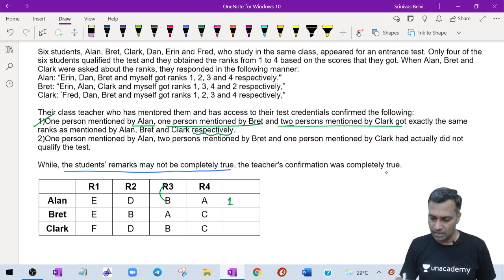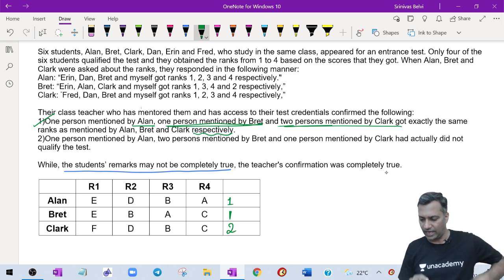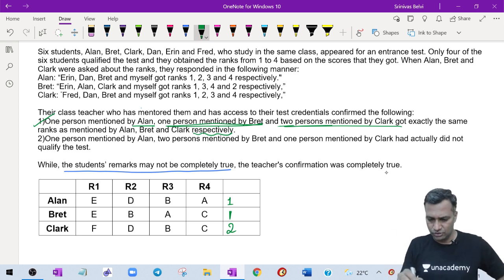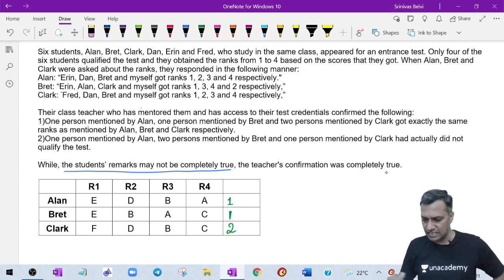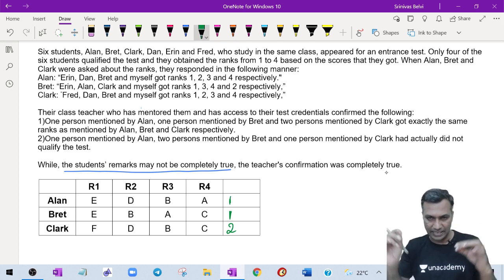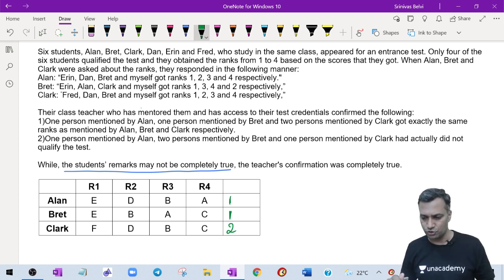So let's move to the next one. Similarly, one person mentioned by Brett got the exact same ranking, and two people mentioned by Clark got the exact same ranking. Fair enough, I just captured it here. So I know that one number should match as it is for Alan. In the sense, ranking and the name have to match for one person. For Brett, one person should match. For Clark, two people should match. Fair enough. That's one statement made by the teacher.